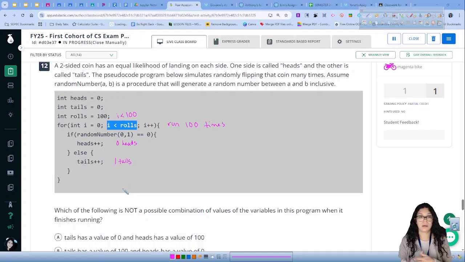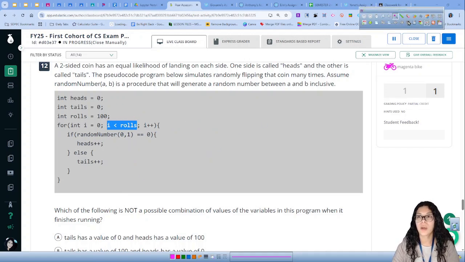So each of the 100 times, I'm either going to get the random number 0, which means that I increase heads by 1 because that represents that I got heads, or I check the if and randomly I got a 1 instead, which means that I got tails that time. So tails goes up by 1 so that we can keep a tally of how many times we got heads or tails in these 100 times that we flipped this coin.